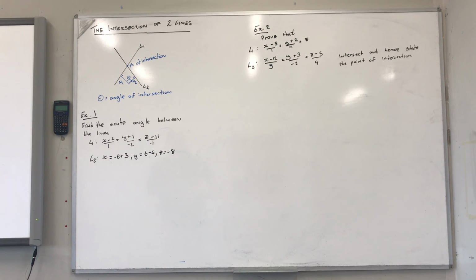So, first thing I'm going to do for example 1, which is just calculating the angle, is state the normals, and then I will be able to calculate the angle using what we know from Higher. So remember, when it's the symmetric form in L1, the normal vector is the denominators of the fractions, whereas if it is the parametric form, the normal is the coefficients of the parameters. Okay, so I'll have a go at this.